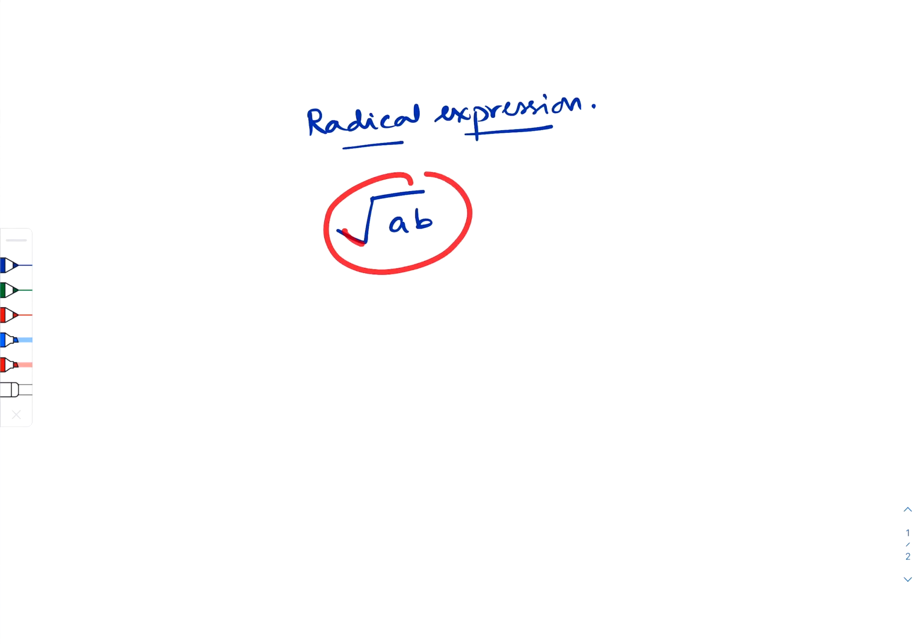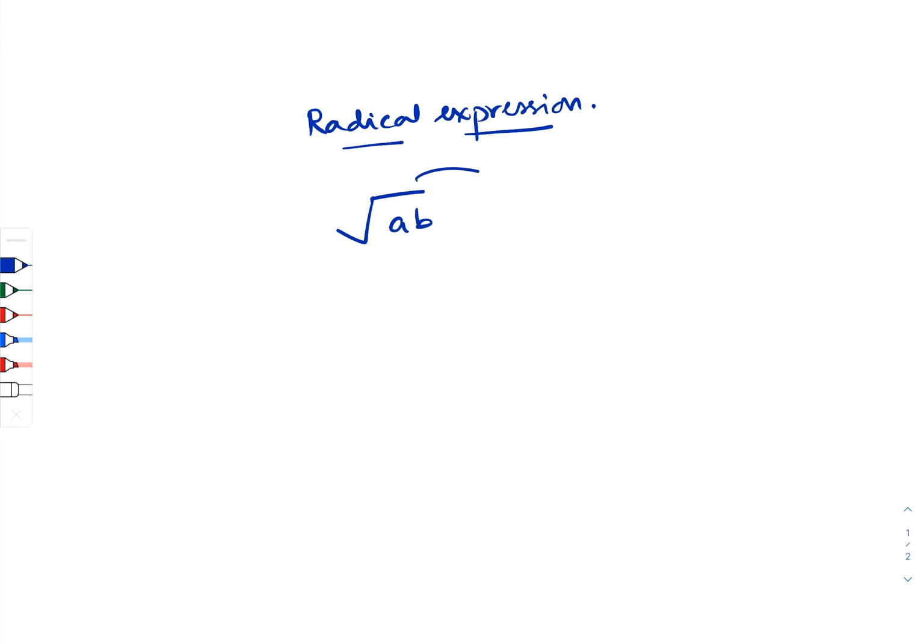Hello again. In this video, we're going to take a look at how to simplify radical expressions. First of all, let's try to understand what a radical expression is. A radical expression is any expression that is under a symbol that looks like this. So let's say you have a, b, something, and it's under this symbol. This entire thing is a radical expression.